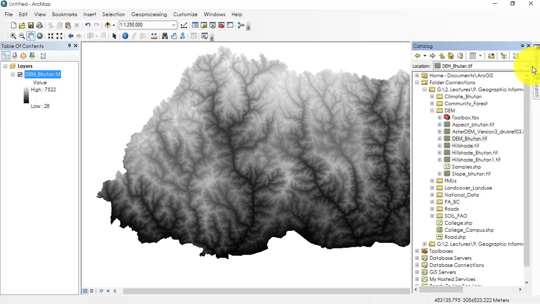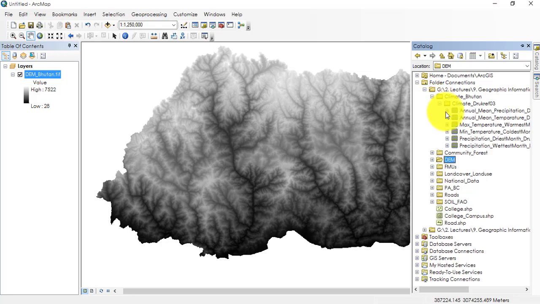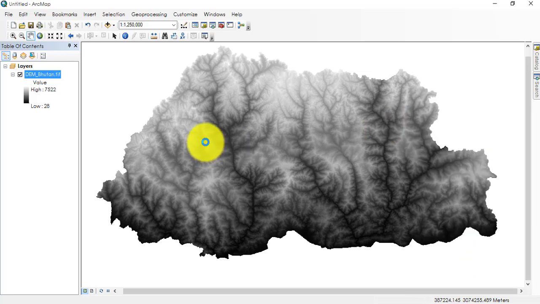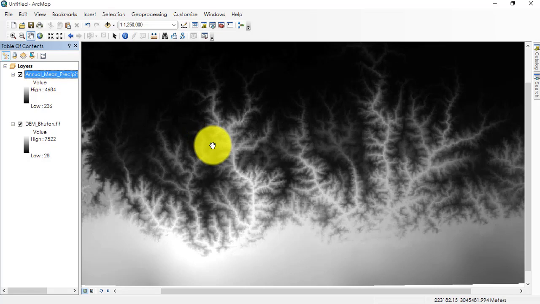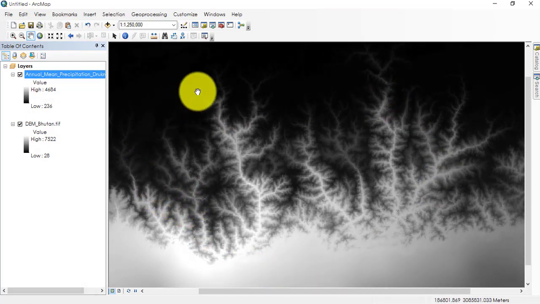If you go to another raster file, let me introduce the climate raster files. Let's take one of the files, for example, annual mean precipitation. So I'm bringing annual mean precipitation here. How to read annual mean precipitation? This is for the whole extent of Bhutan. We are getting even some part of India and some part of China. So how to read it?